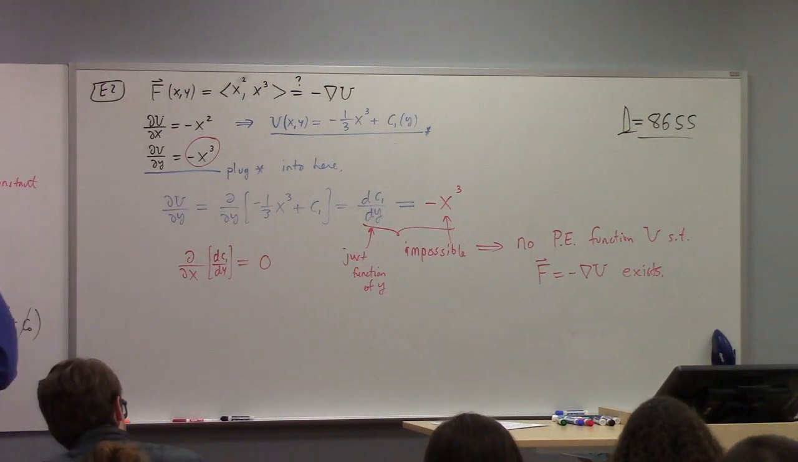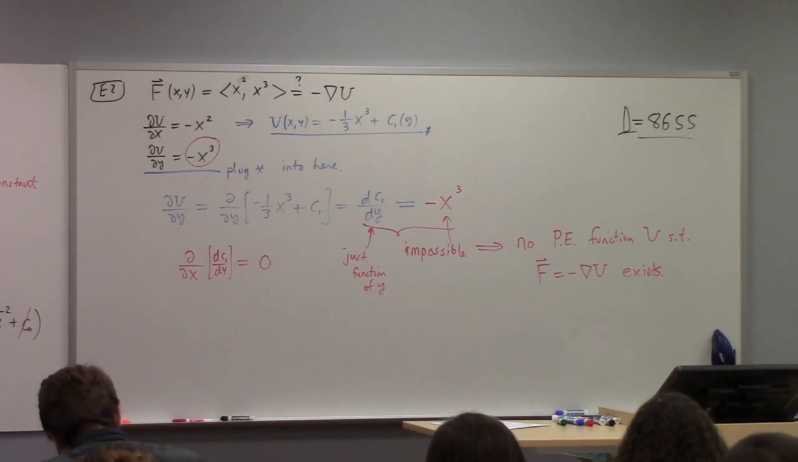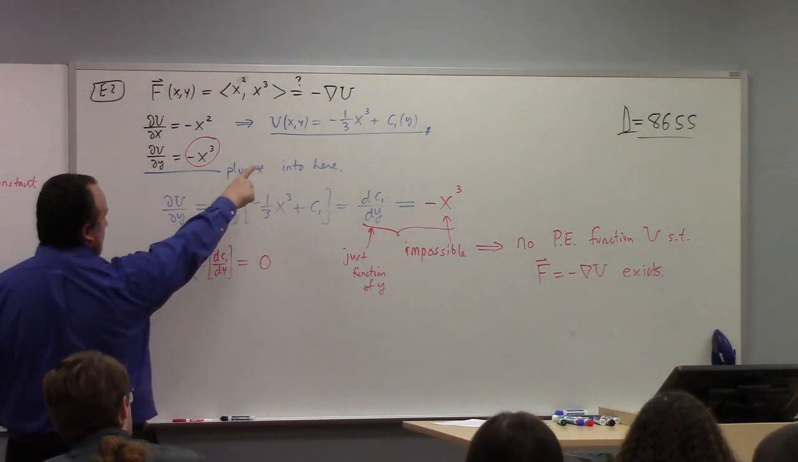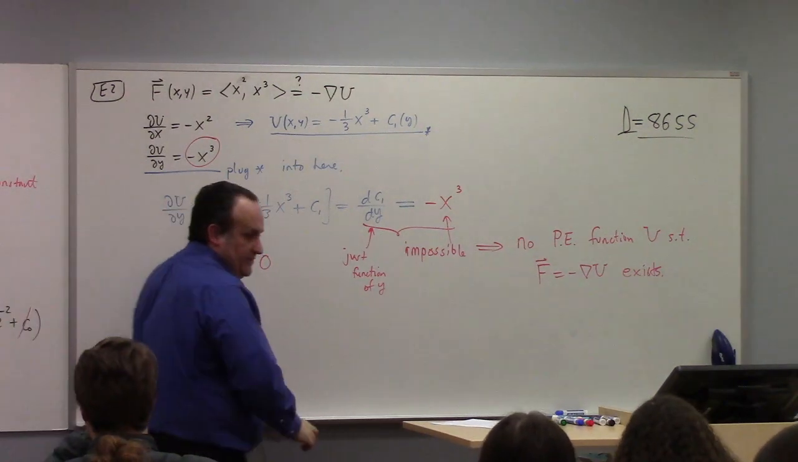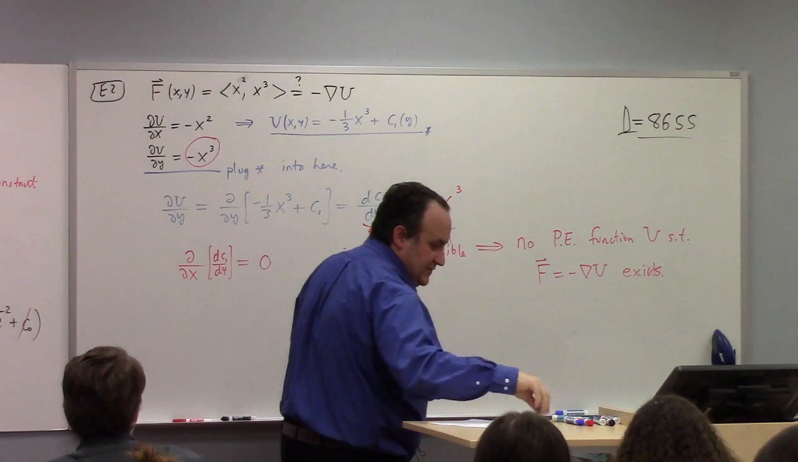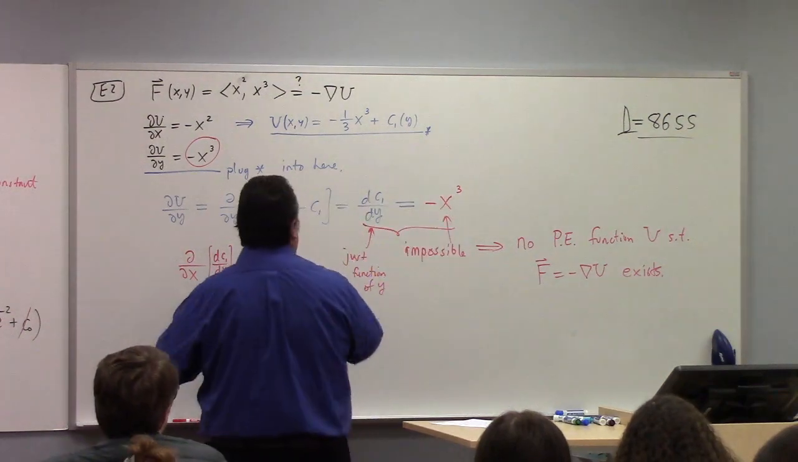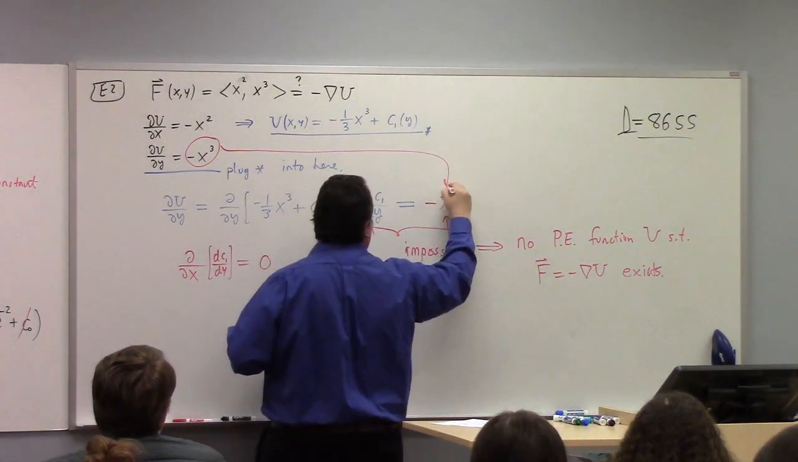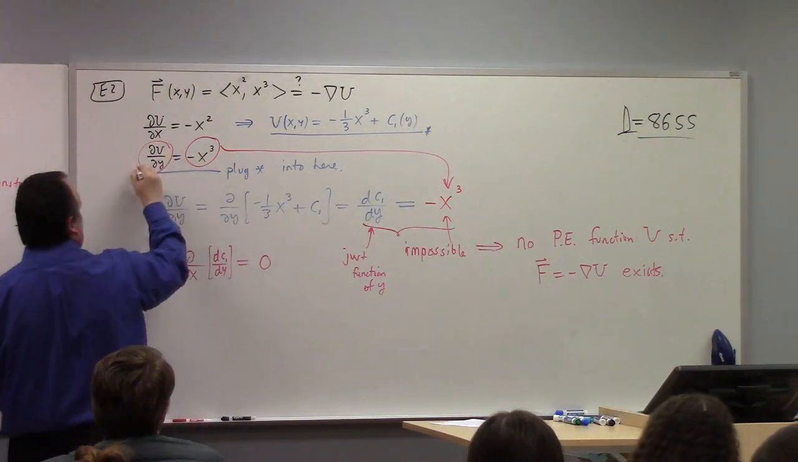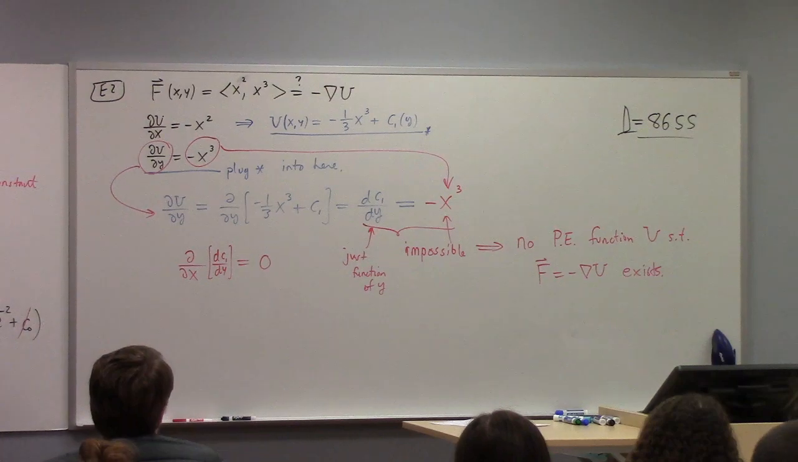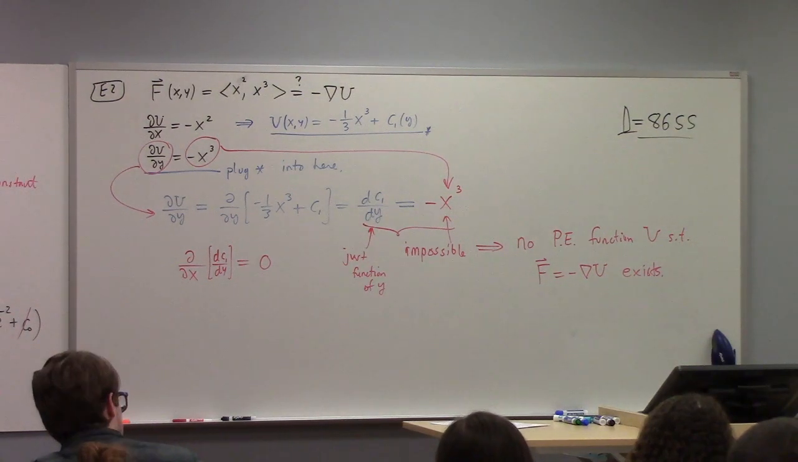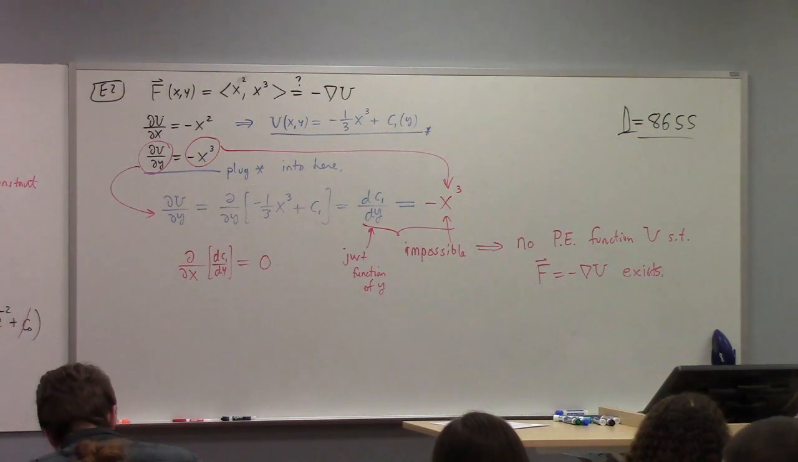How did we get negative x cubed in the first place? Oh, I'm plugging star into here. So that is literally just plugging in. This is going there, and this is going there. Yeah, exactly. So this is one way you can learn something's not conservative, like this, all right?